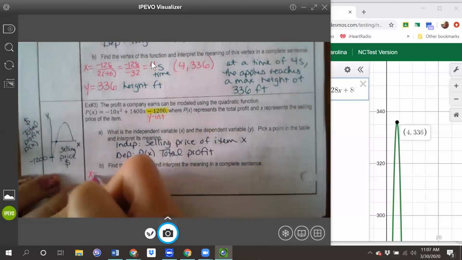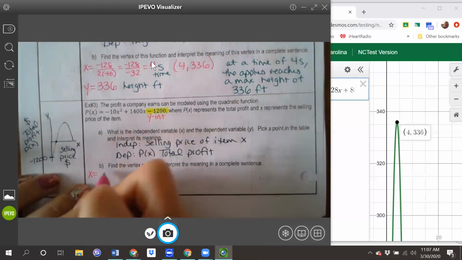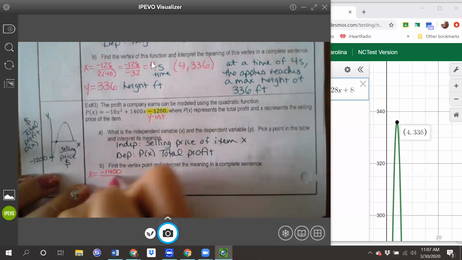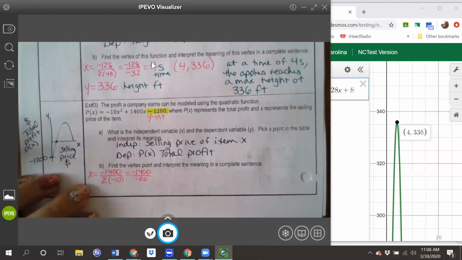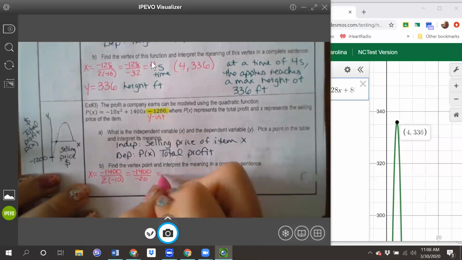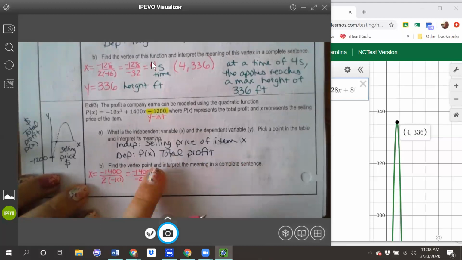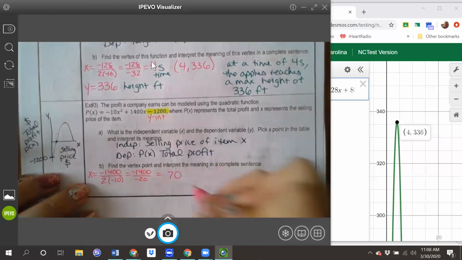Okay, find the vertex point. So X equals opposite of B over 2 times A. So that's negative 1400 over a negative 20. So that is going to be a positive. If I knock out a 0, 140 divided by 2, that's going to be 70.